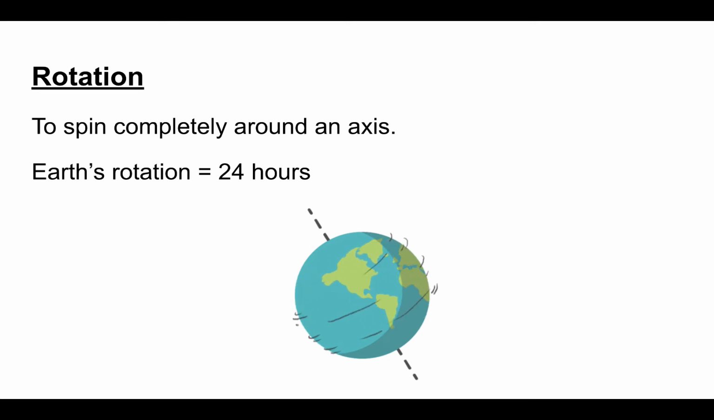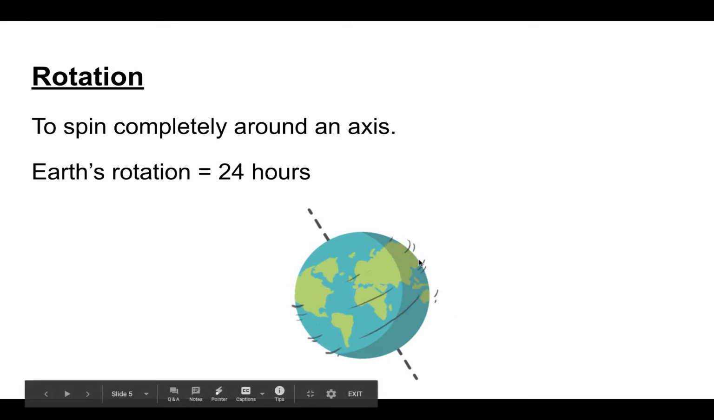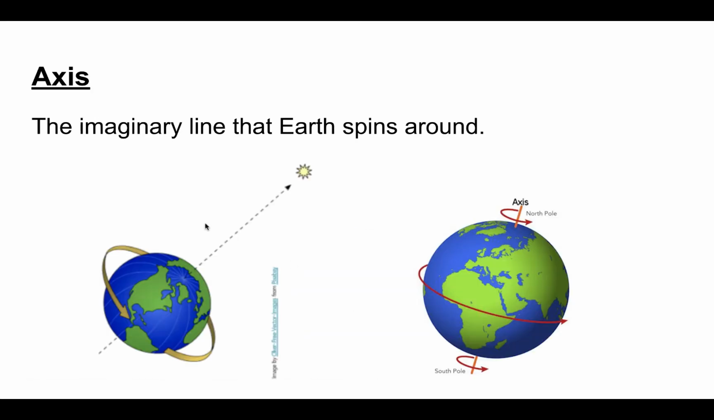So for example, we can see Earth rotating around. This is how Earth moves in space. It spins on its axis. And Earth's rotation takes 24 hours. It takes one day to spin completely around. Okay, that's rotation.